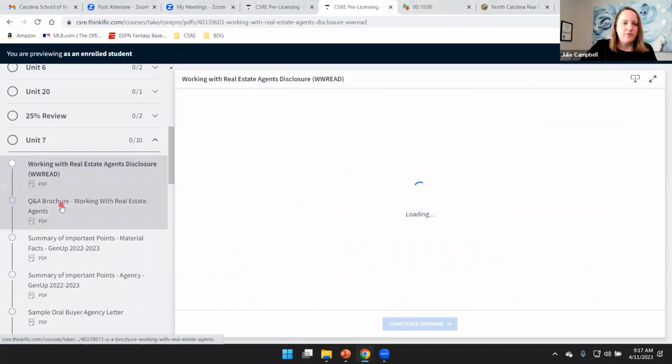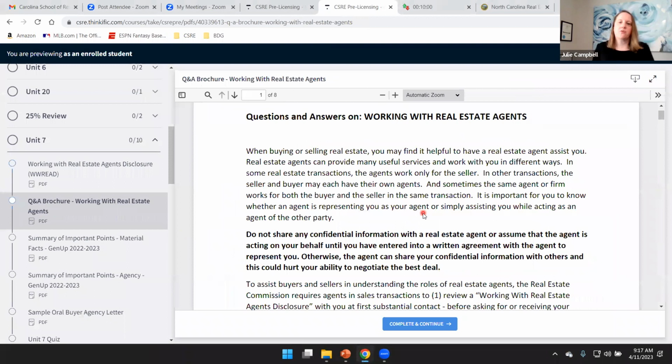The other thing we looked at before we left was this Q&A brochure. This is also reprinted in your book, probably about page 167, 169, somewhere in there. Or you can pull it up. This should both be the same, because this is a fairly new form, by the way. We just got our new disclosure two years ago. It was a big upgrade. We were very happy.